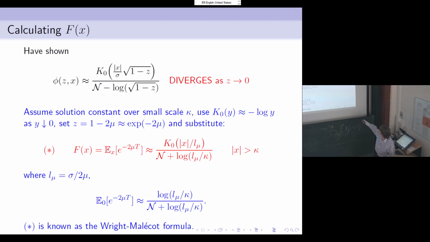And we use this asymptotic behavior of the Bessel process and do a bit of rearrangement, and we obtain an expression of this form, and this is what's known as the Wright-Malécot formula. Okay? So in some sense, it's not a very difficult derivation, but it does make one or two assumptions. So how does it do?